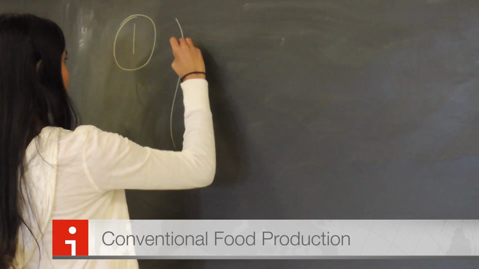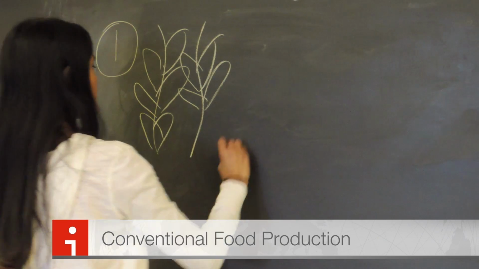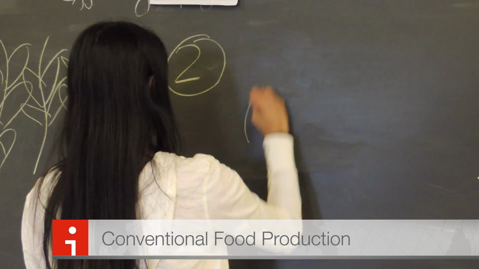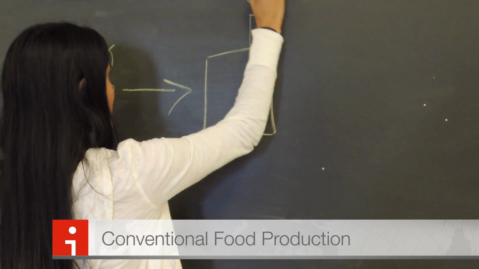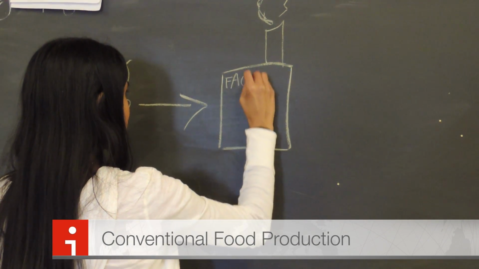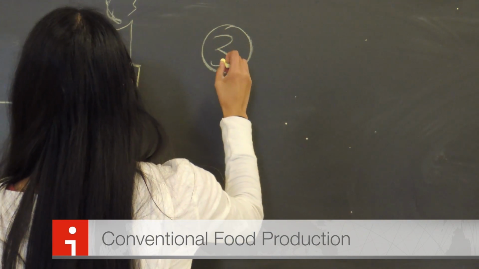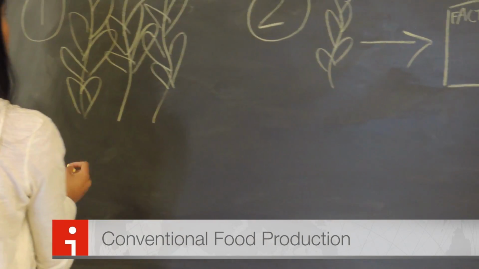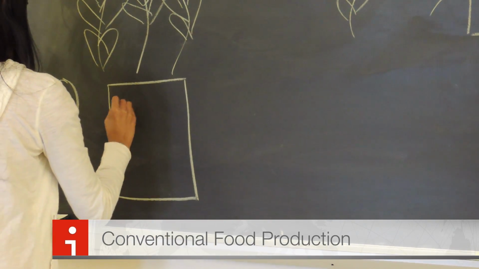There are 6 steps in conventional food production. Step 1. Raw materials such as wheat is harvested. Step 2. The raw material is transported to a factory. Step 3. The raw material is then processed by factory workers. Step 4. The raw material is made into a product.